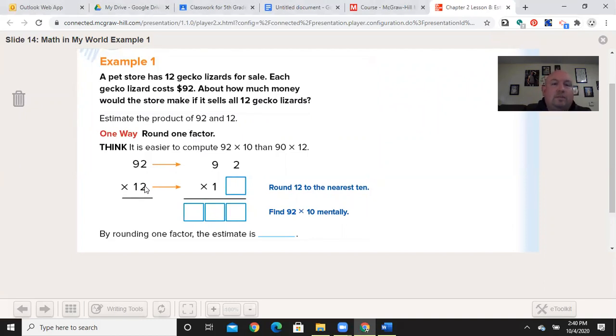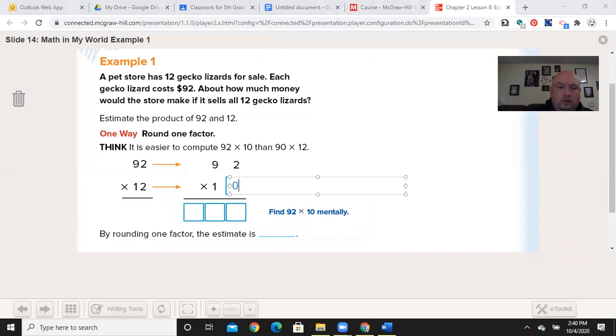Okay, so a pet store has 12 gecko lizards for sale. Each gecko lizard costs $92. About how much money would the store make if it sells all 12 geckos? One way to do this is round one factor. And they chose in this case to keep the 92 because multiplying by 10 is pretty straightforward.